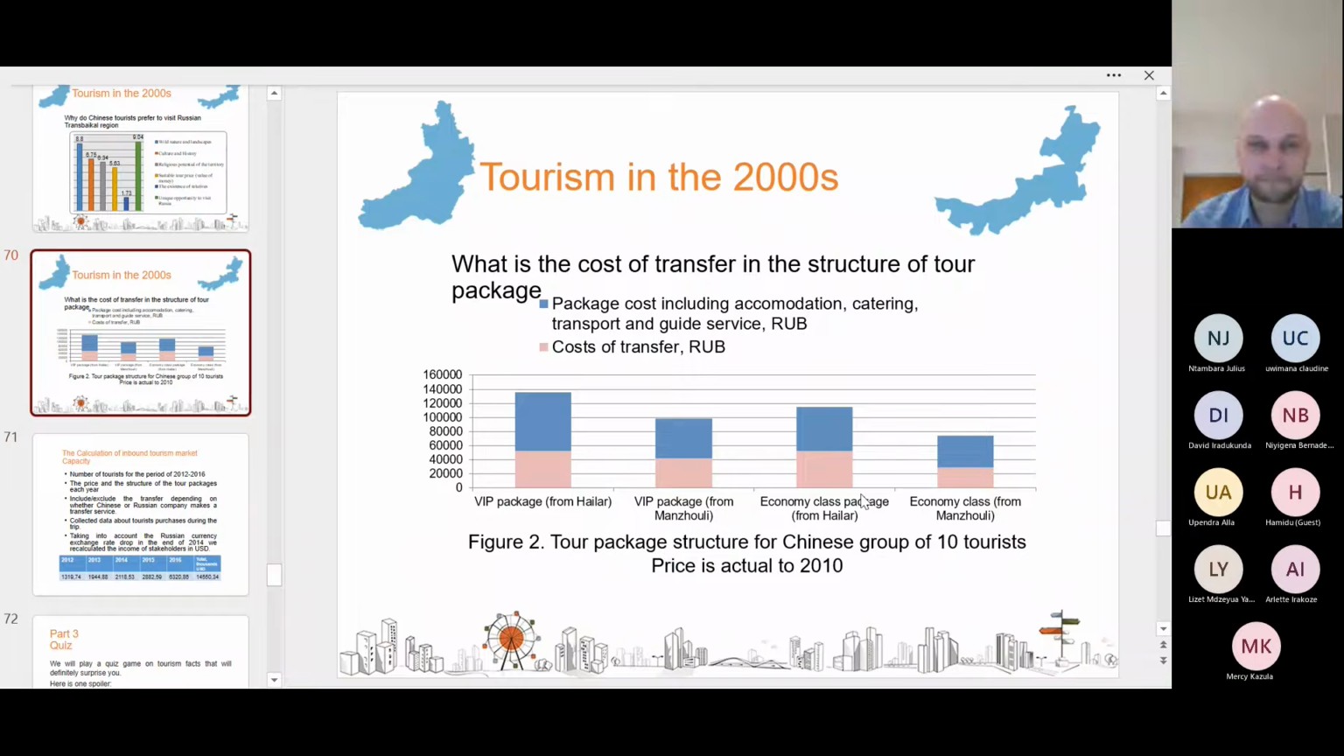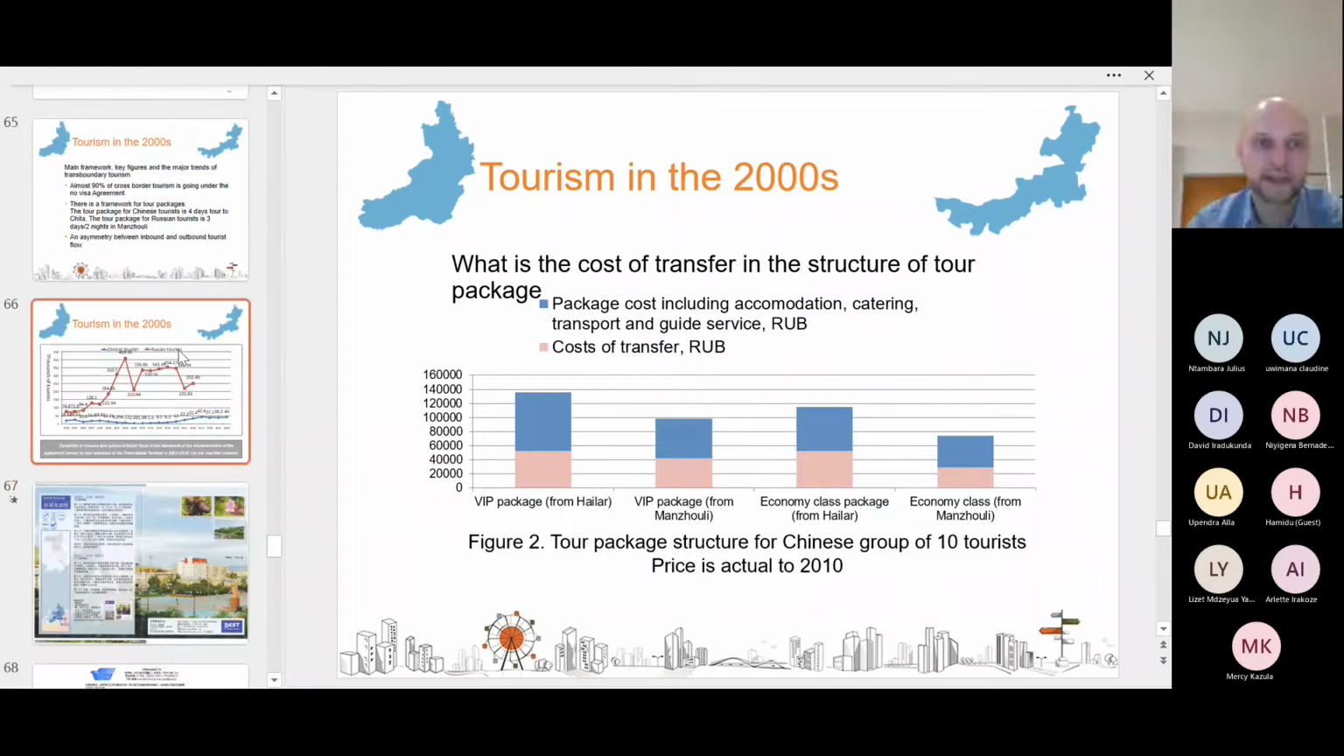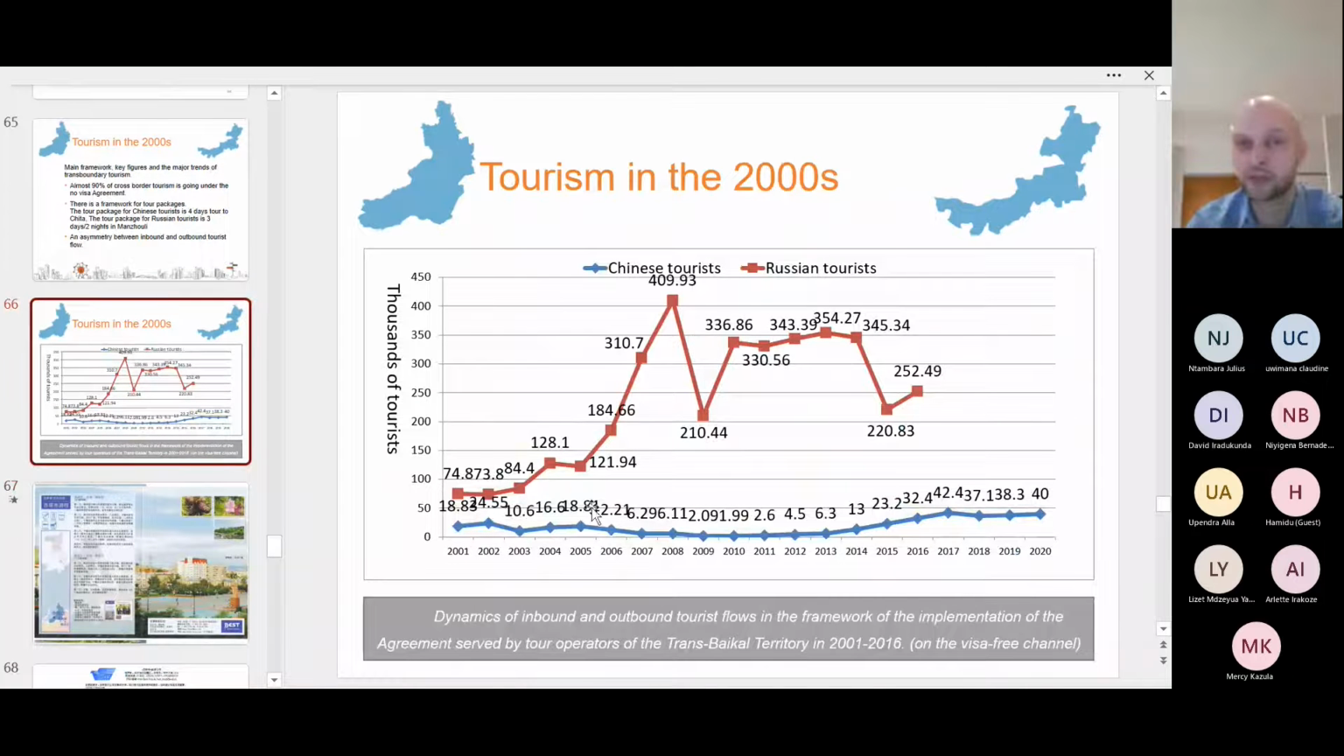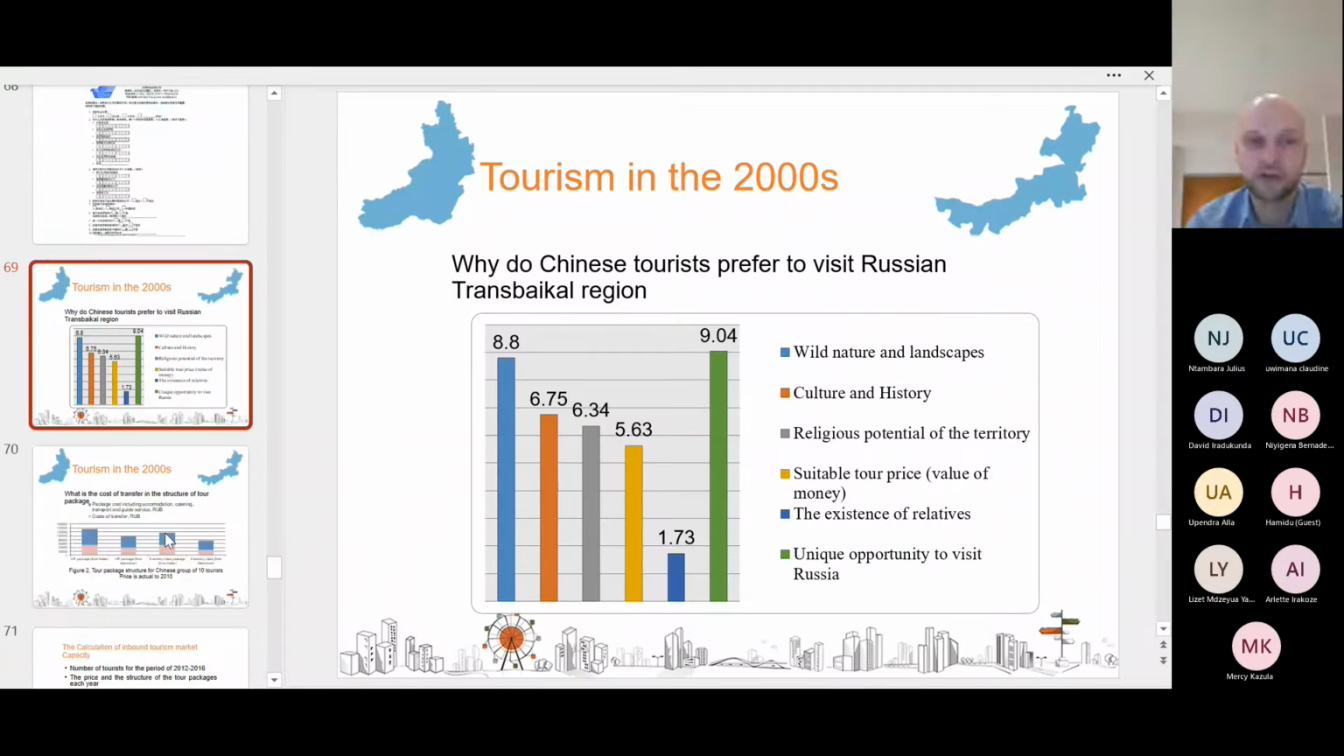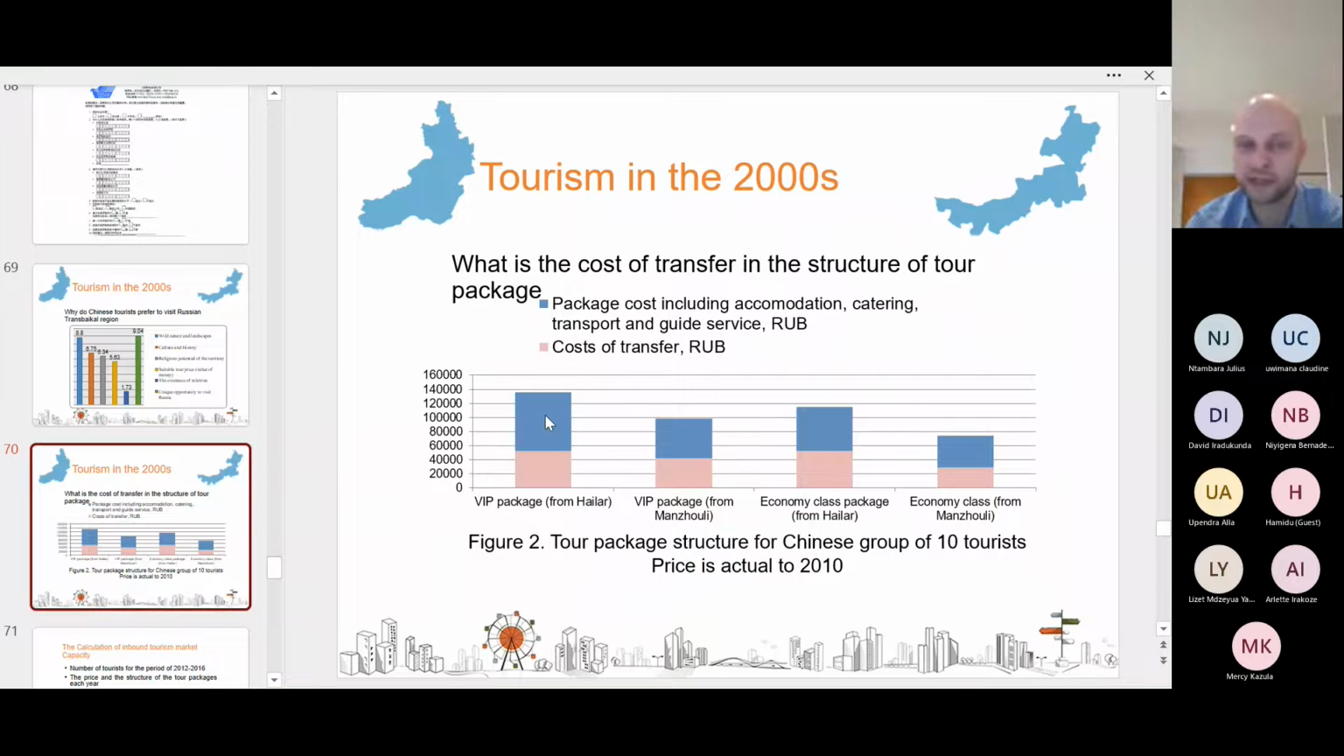So it can help you to understand the economic impact made by tourism on the local economy. Here we are taking into account that we have statistics for the number of tourists who visited the Trans-Baikal region. So here is the number of Chinese tourists. We know the structure of the tour package precisely.